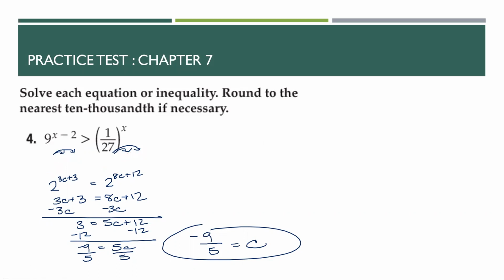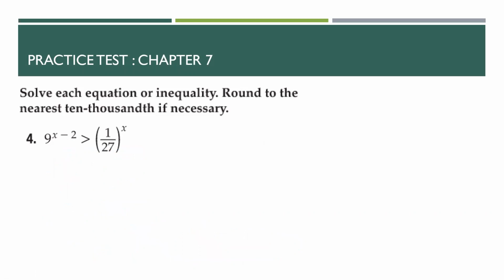All right, problem number 4 says, here we have 9 to the power of x minus 2, and then 1 over 27 to the power of x. So again, we have to get our bases to be the same. So 9 is equal to 3 squared, right? 3 times 3 is 9. And we're still raising that to the power of x minus 2. 1 over 27, well, we can put 27 is equal to 3 cubed, because 3 times 3 is 9, times 3 again is 27. We're still raising that to the power of x.